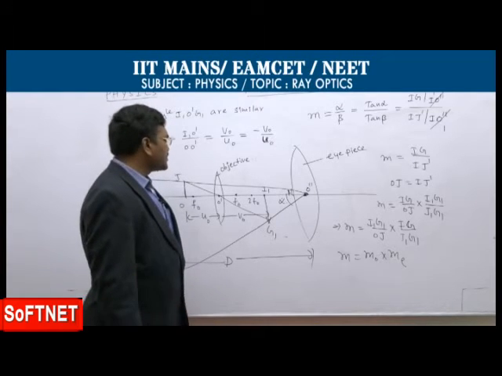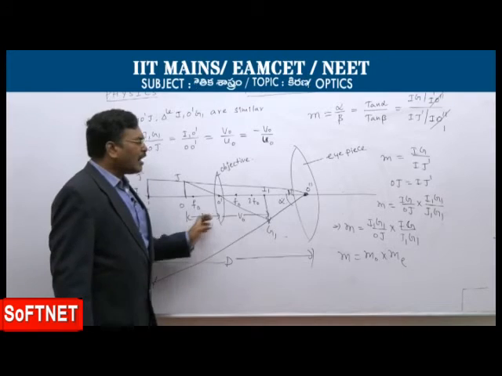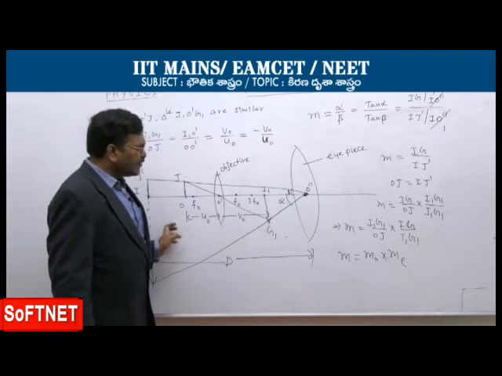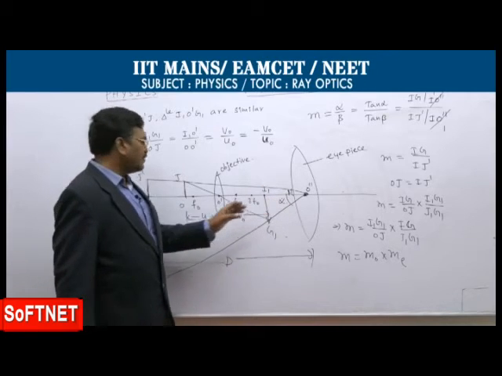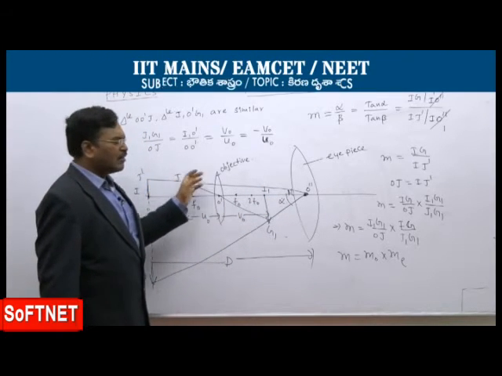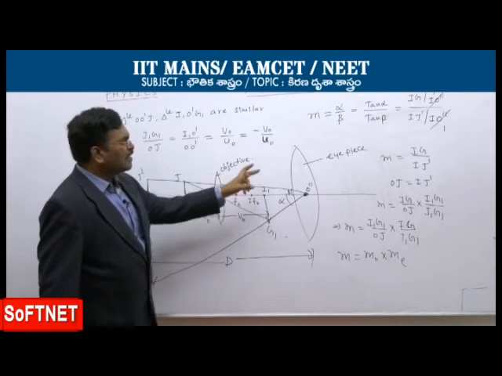Magnification is the ratio of the angle subtended by the image at the optic center to the angle subtended by the object at the optic center when imagined to be at the near point. That's why it is alpha by beta.